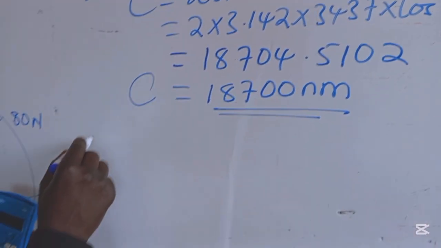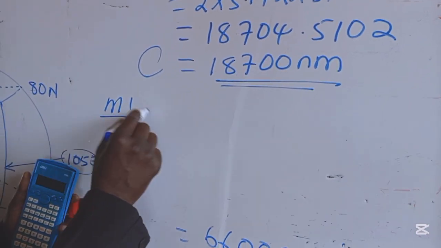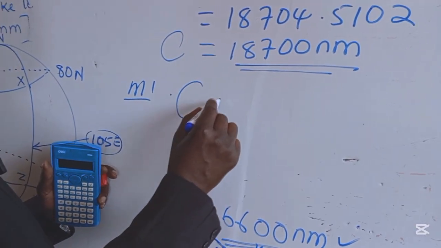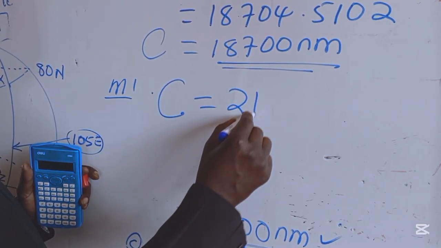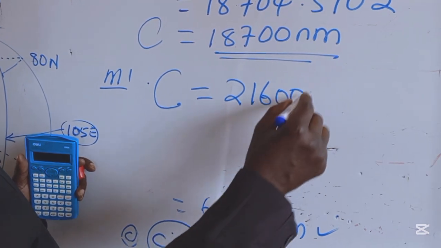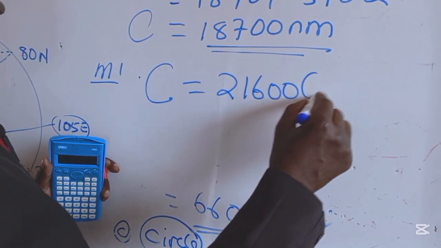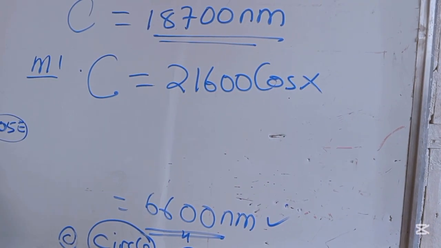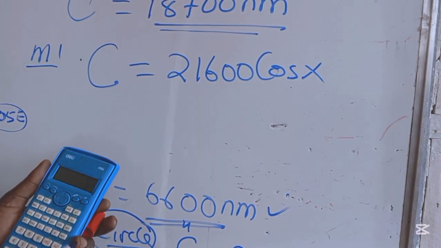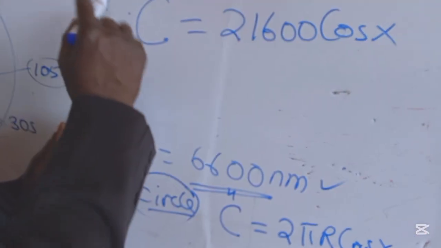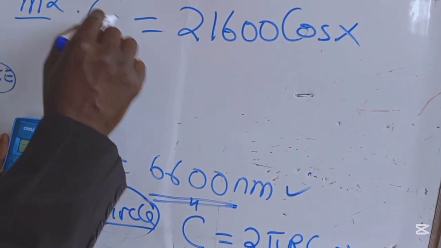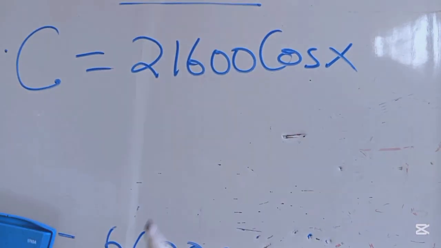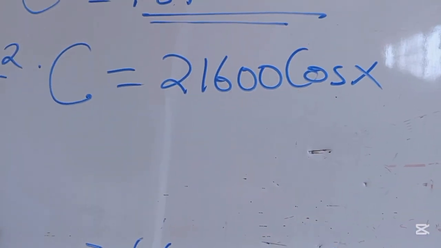So we are going to look at method 2. Method 2, in an exam, don't waste your time. You just say survey method: C is equal to 21,600 times cos x. So that's all. How do you do it? You come to your calculator; this is method 2, where you say the circumference is just equal to 21,600 times cos x. So now how do you do it? You do it like this.